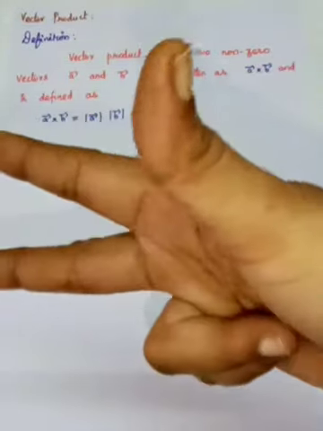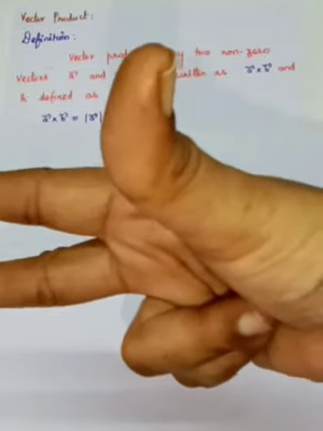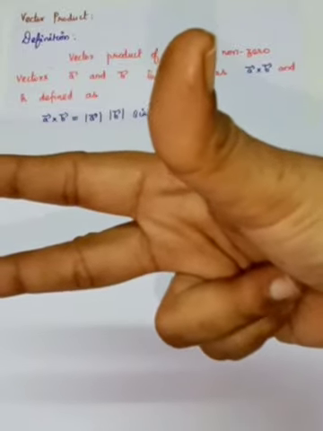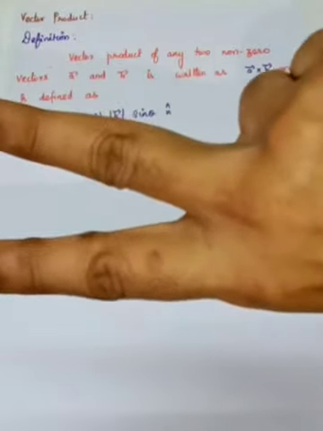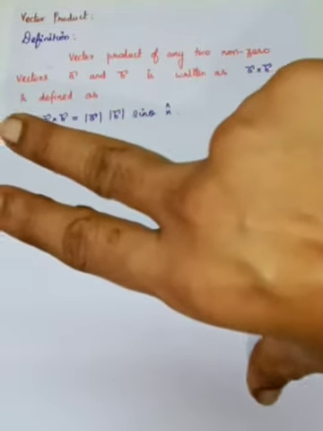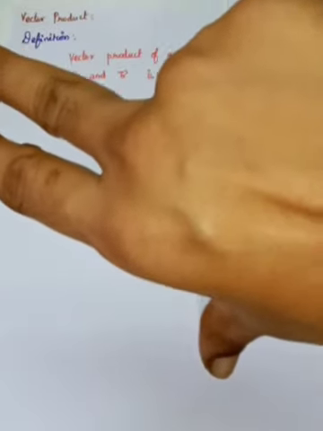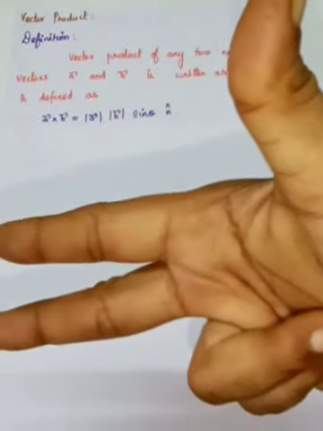So in the right-hand system, A vector, B vector, and the thumb finger will show in the direction of A vector cross B vector. Okay, and now here if we have B vector, A vector, and this is your B vector cross A vector. So B vector cross A vector is opposite in direction to A vector cross B vector.